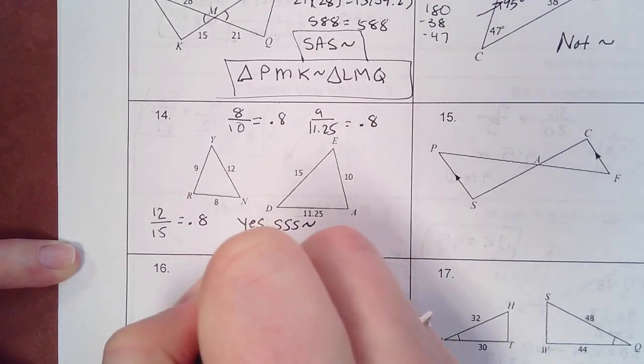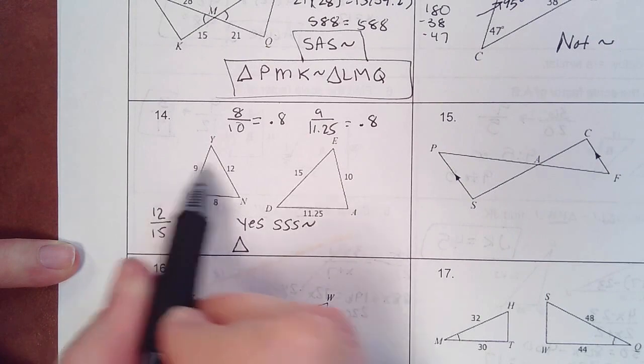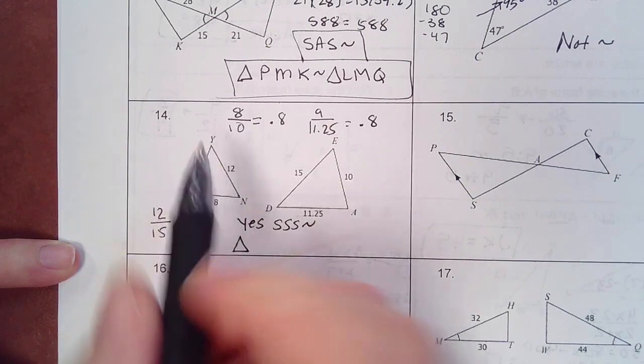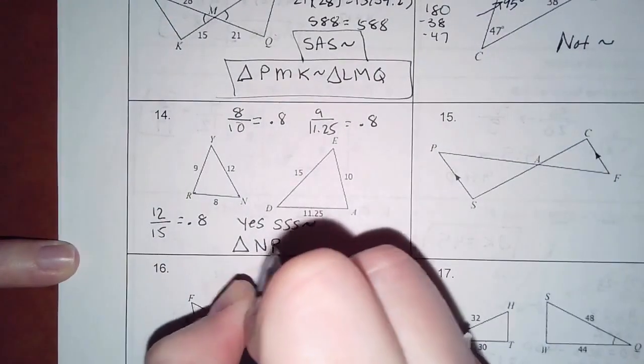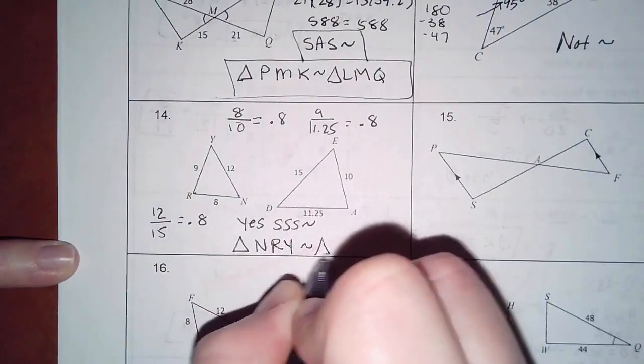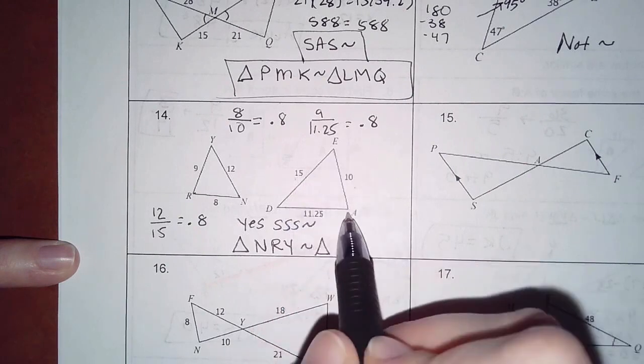I'm going to say triangle, let's go short, medium, long side. So N, R, Y is similar to triangle, short, medium, long. So E, A, D.